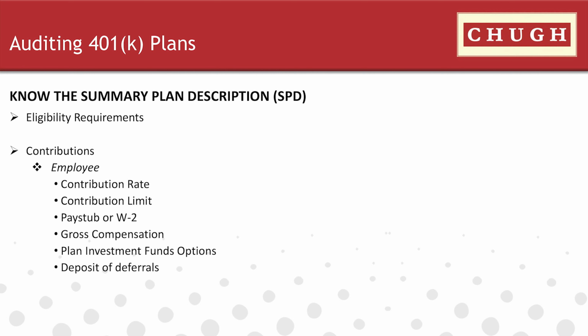401k plans have different aspects of compensation that will be allowed for deferral. So you have to look again at your SPD for what constitutes gross compensation. It can include base wages, bonuses, tips, or commission. And some plans will not include bonus or commission or tips for salary deferrals.